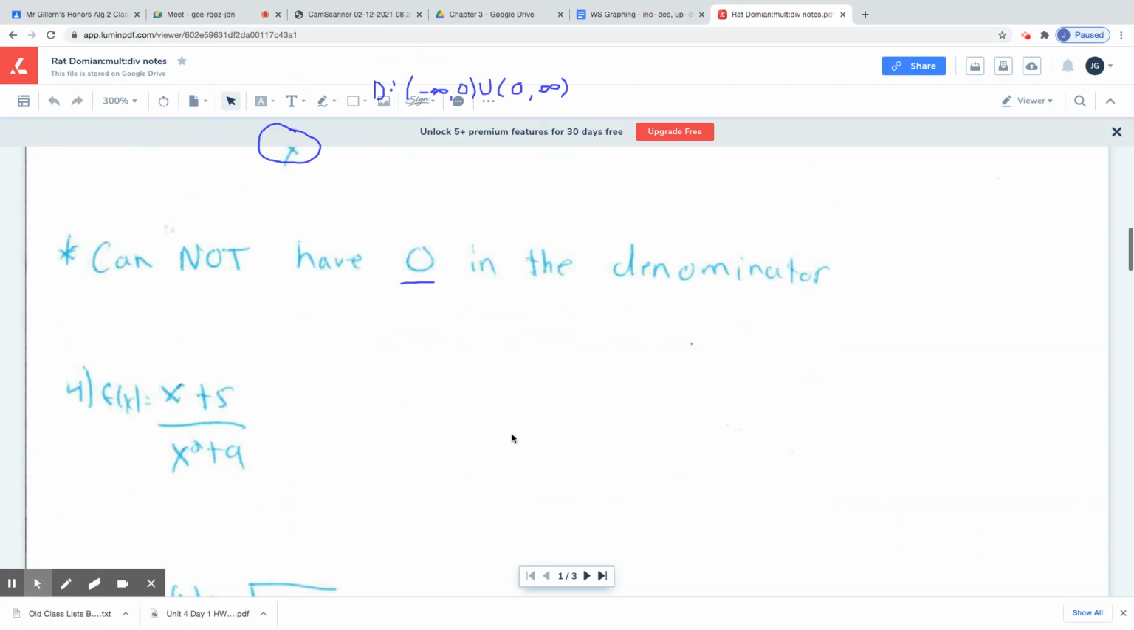Now, just because you have a rational function like example 4, where we have x plus 5 over, that's supposed to be x squared plus 9, in case you can't tell what it says.